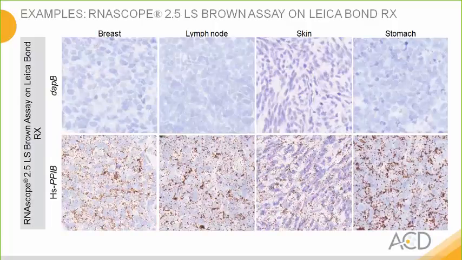Again, here are samples of staining of the 2.5 LS brown assay on the LEICA Bond RX, the top row being the DAPB negative control probe, the bottom row being the human PPIB positive control probe, and the 4 different tissue sample types.